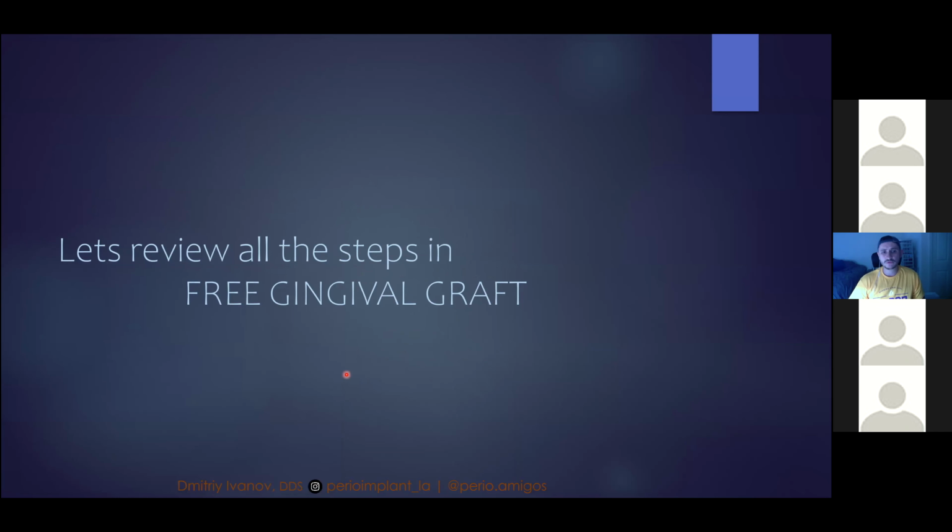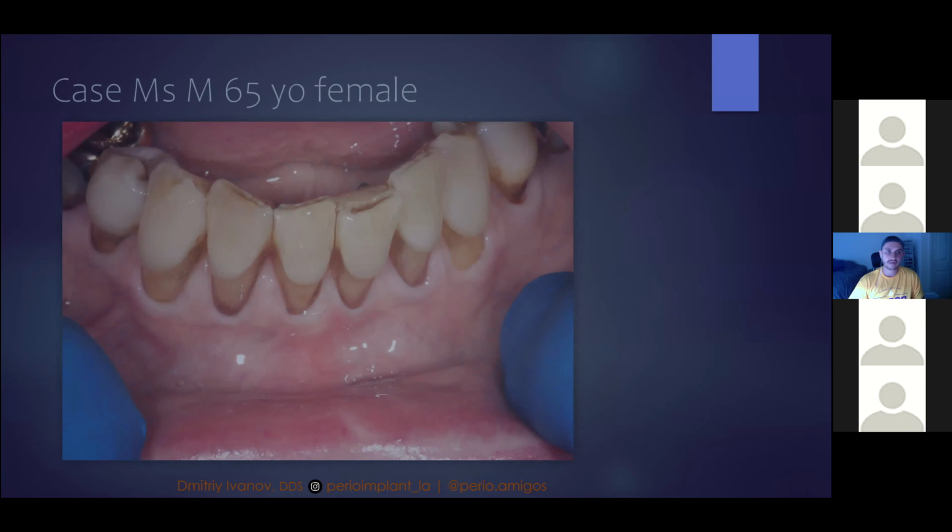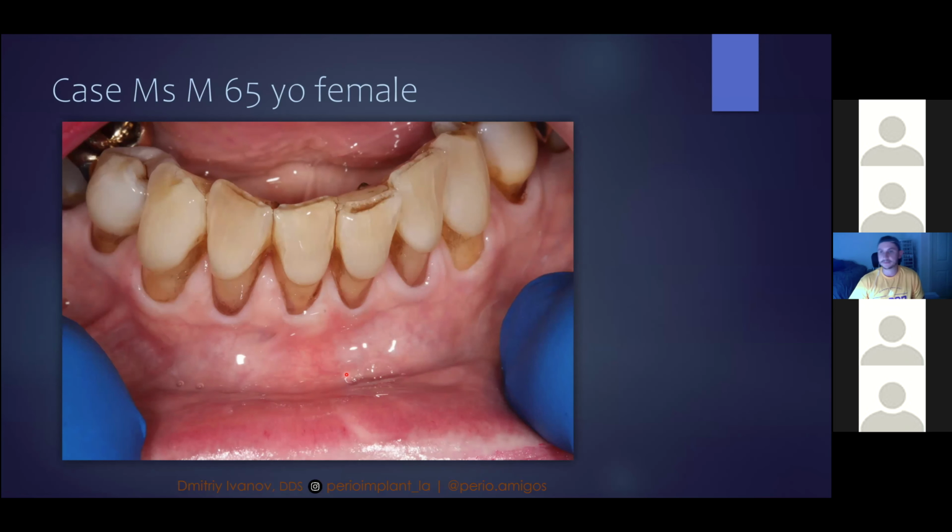Well, let's see. Let's review the steps of a free gingival graft, since I want you to really understand what a free gingival graft is and how it's done. So this was a 65-year-old female with generalized recession. She has a pretty stable dentition in this area, some staining, she drinks a lot of wine, and she wanted to maintain these teeth. She's been seeing some progression over the years. She's not ready to lose these teeth by any means because they're stable, but we want to stabilize the tissue so hopefully the gums do not recede further.